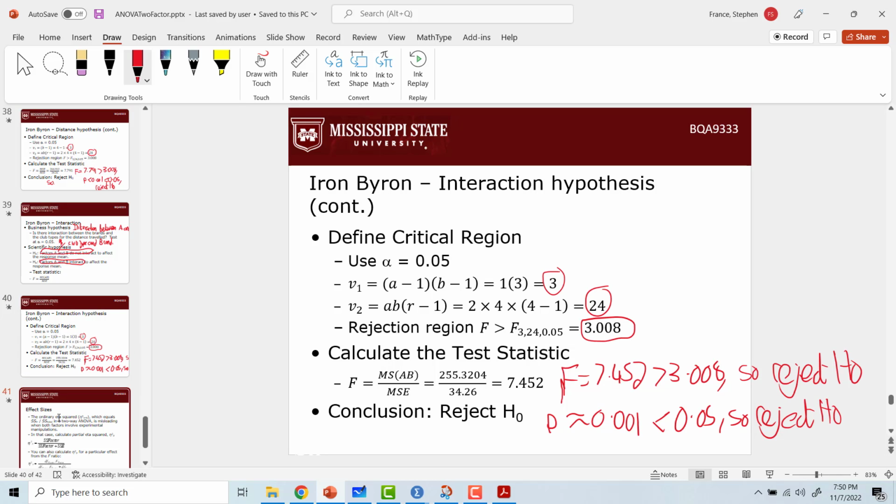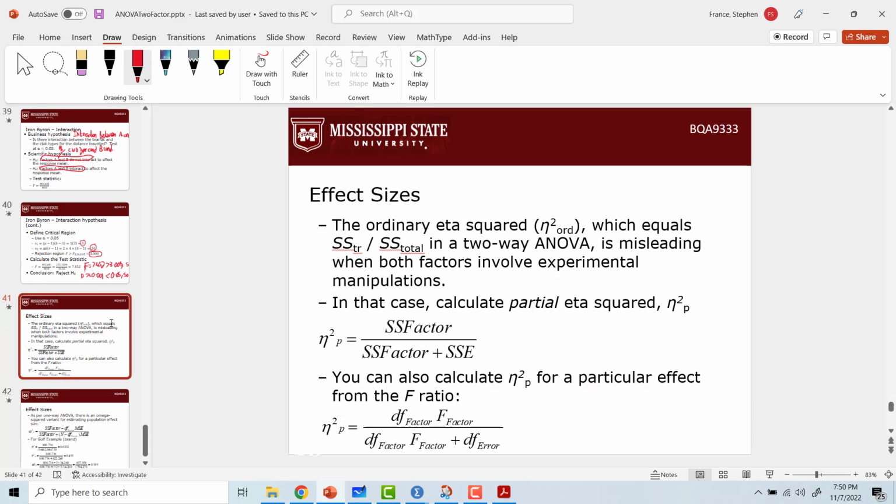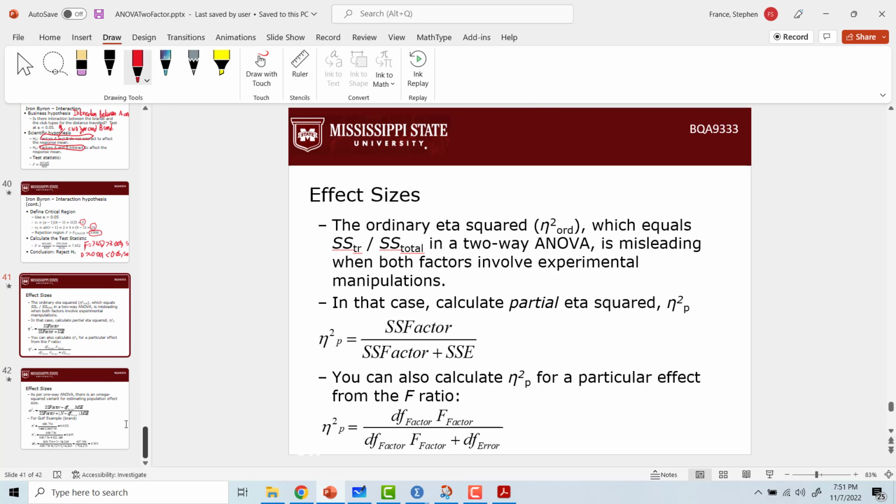Okay, last little thing is the effect size. We'll talk a little bit about effect sizes, and I'll just let you play around with these a little bit. So we just have to do the effect sizes and also look at some of the Bonferroni on this.